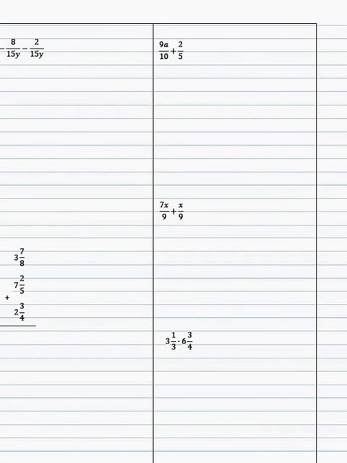All right, let's go ahead and work the next problem out. In this problem, I am subtracting 8 over 15y minus 2 over 15y. It's not a multiplication or division of fractions, so definitely I need to find a common denominator. Remember, only multiplication and division don't need a common denominator. Everything else does need a common denominator.